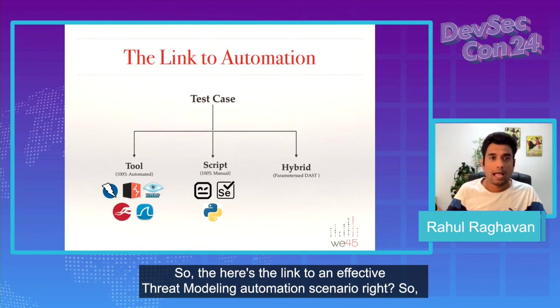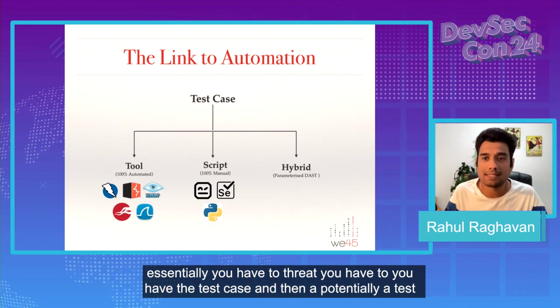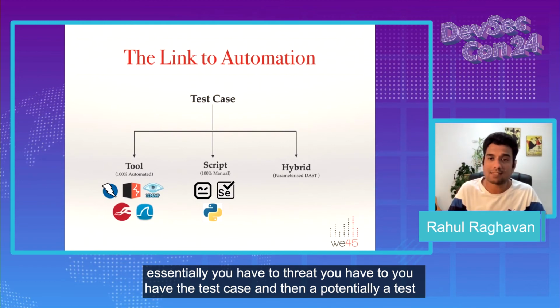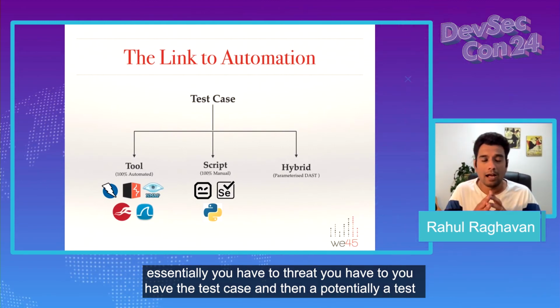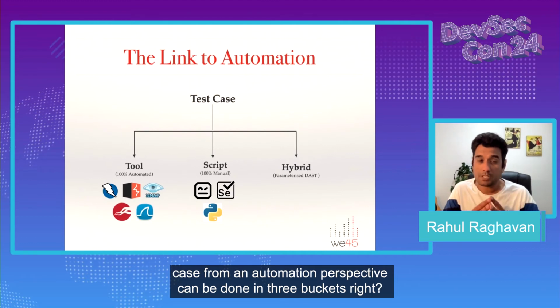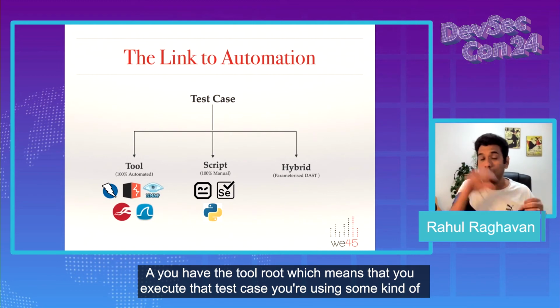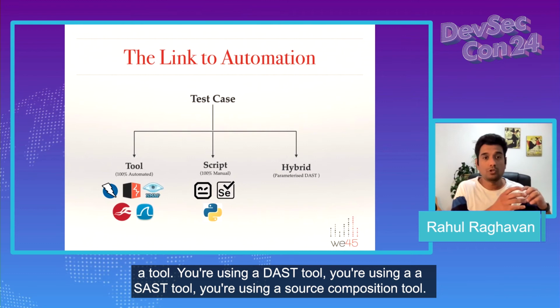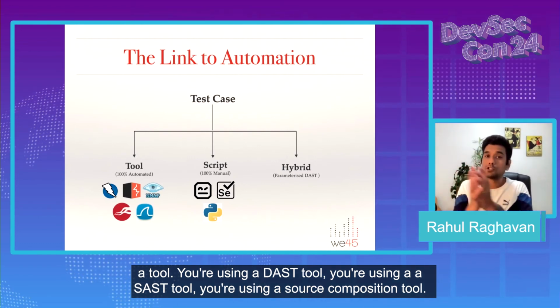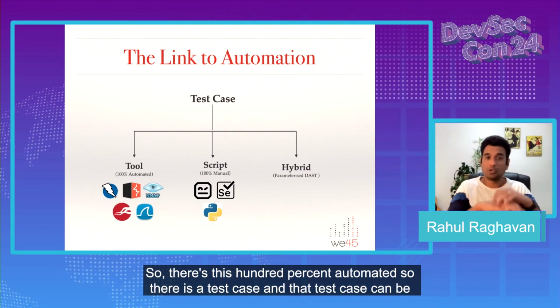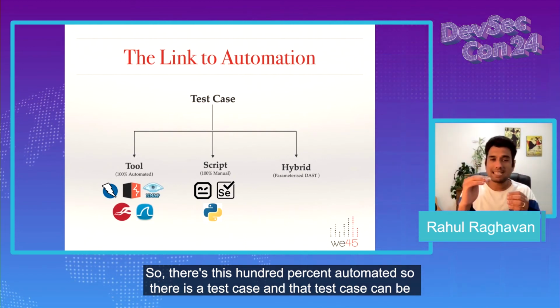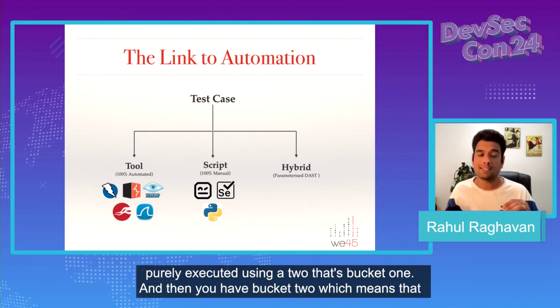So here's the link to an effective threat modeling automation scenario, right? Essentially, you have the threat, you have the test case, and then potentially a test case from an automation perspective can be done in 3 buckets, right? A, you have the tool route, which means that to execute that test case, you're using some kind of a tool. You're using a DAST tool, you're using a SAST tool, you're using a source composition tool. So this is 100% automated. There is a test case, and that test case can be purely executed using a tool.